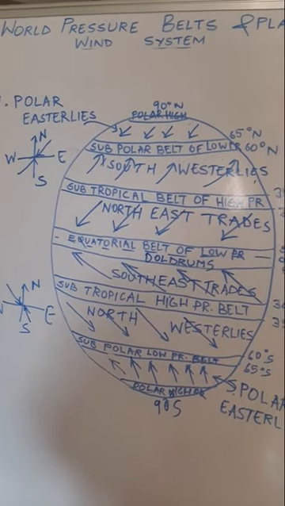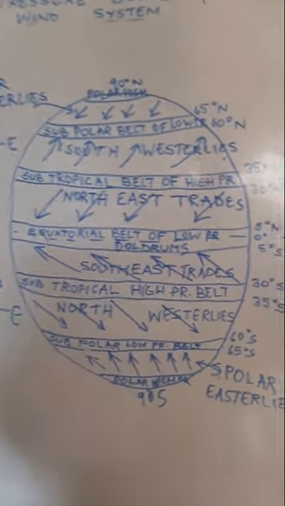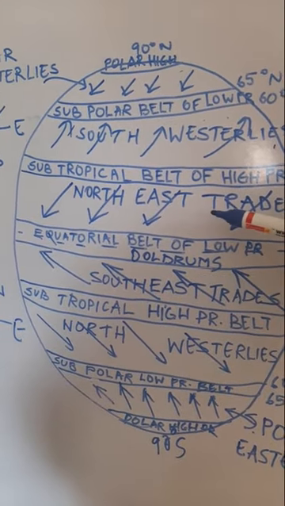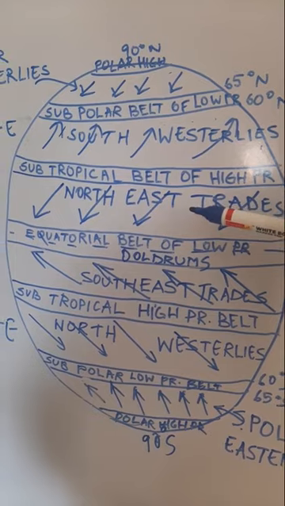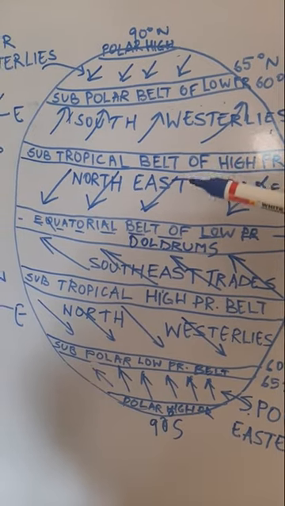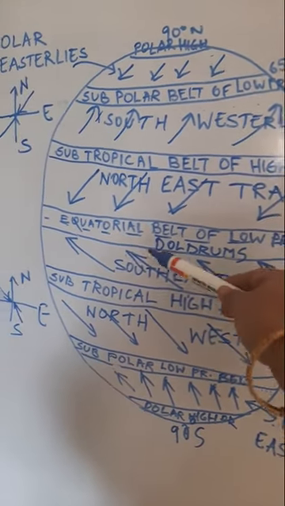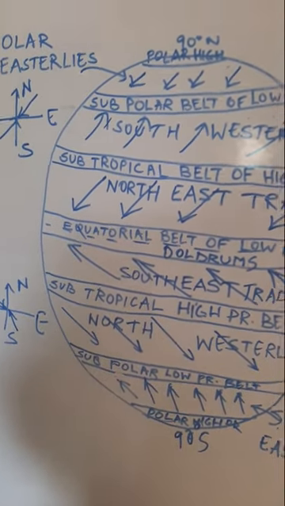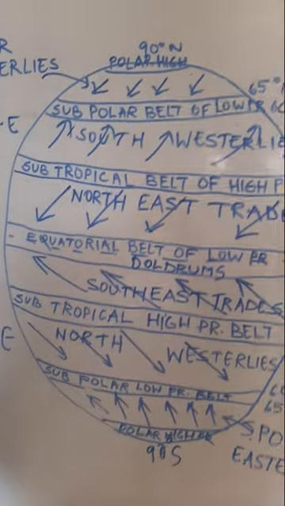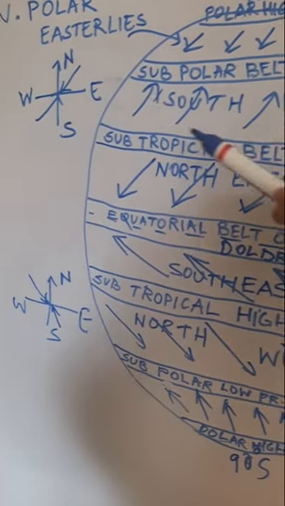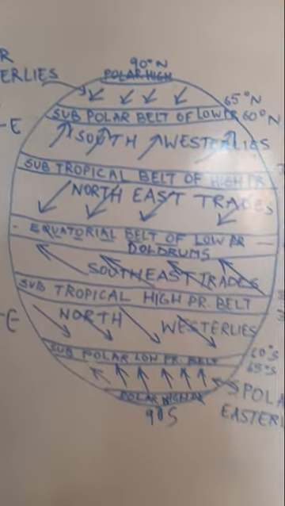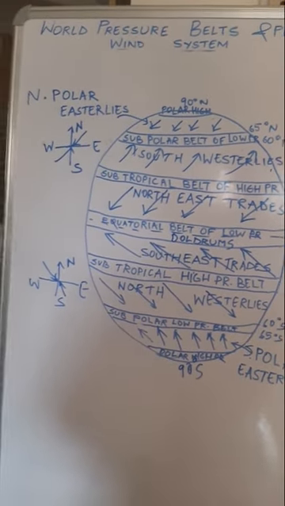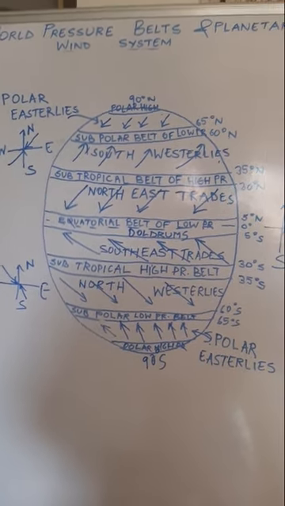So India is mainly affected by the southeast trade winds. India is also affected by the northeast trade winds, but it is generally lesser. The impact of southeast trade winds is more, and we are also affected by the southwesterlies.